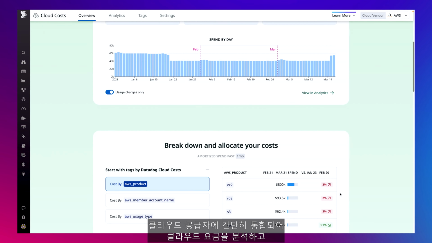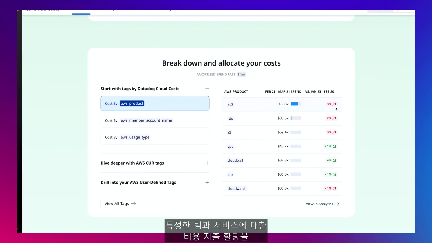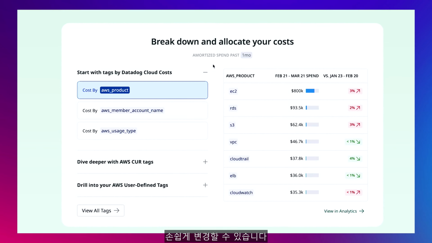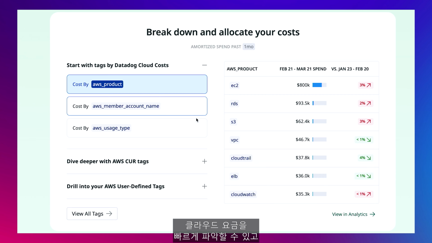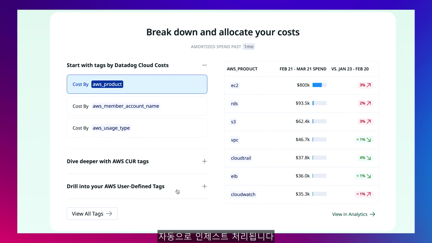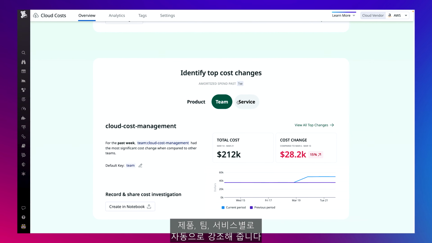Cloud Cost Management breaks down the cloud bill through a simple integration with our cloud provider and makes it easy for me to allocate changes in spend to specific teams and services. I can quickly understand our cloud bill by using Datadog's out-of-the-box tags, and any custom tags already in our cloud environment are automatically ingested. Cloud Cost Management automatically surfaces the past week's biggest cost change by product, team, and service.